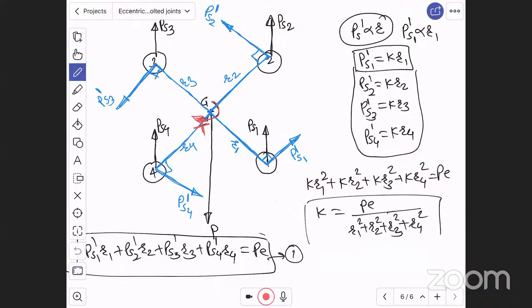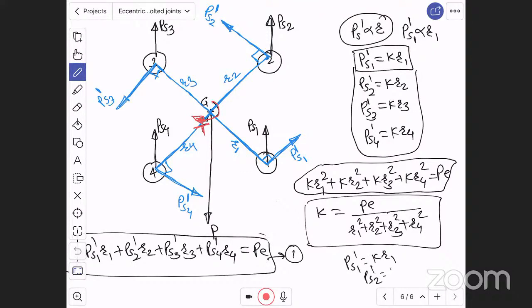This is the constant value, right? K is equal to P into e. See, simplify this equation. K को common ले लो, r1 square plus r2 square plus r3 square plus r4 square उस साइड जाके डिनोमिनेटर में चला जाएगा, right? This will be the constant K, and where PS1 dash is equal to K r1, PS2 dash is equal to K r2, and so on. This is how we have to write, right?